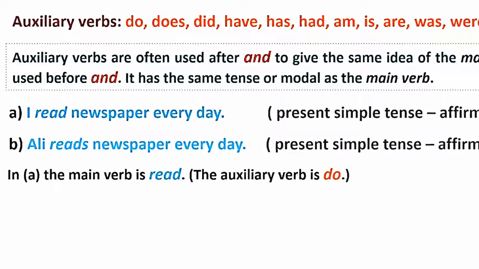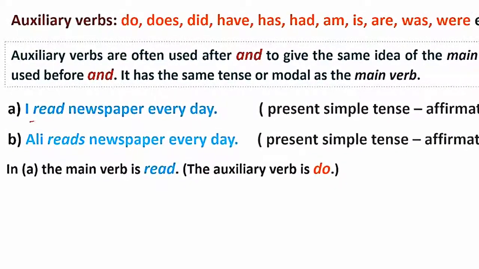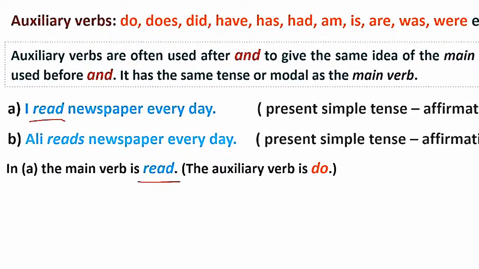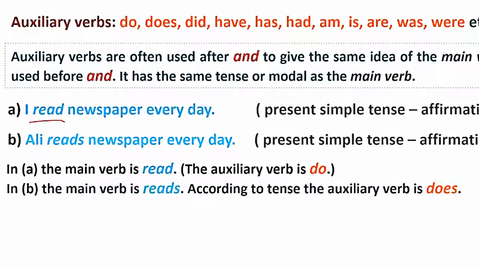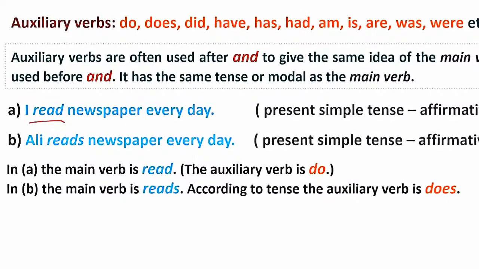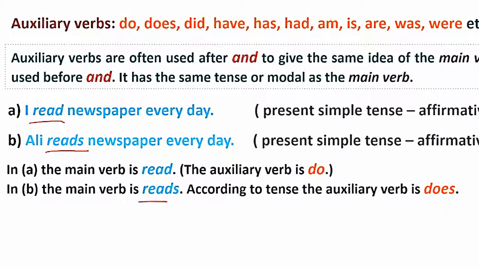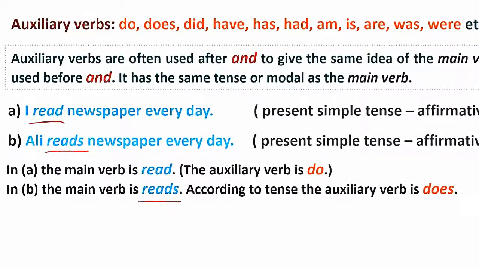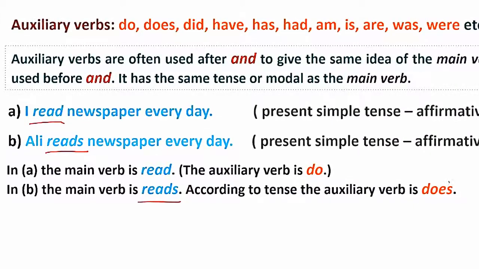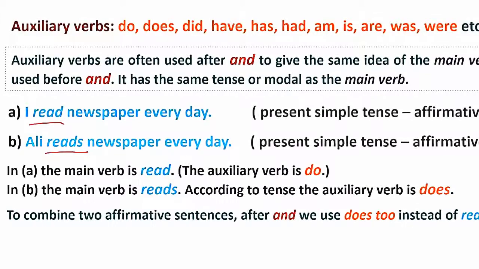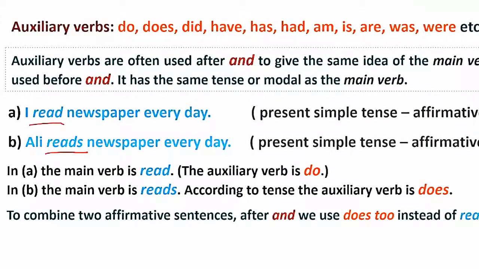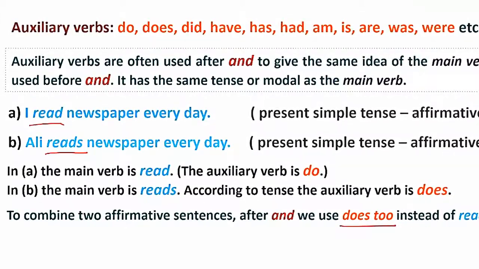In sentence A, the main verb is read and the auxiliary verb is do. In sentence B, the main verb is reads, and according to the tense and the person, the auxiliary verb is does. To combine these two affirmative sentences, after and we use does too instead of reads.